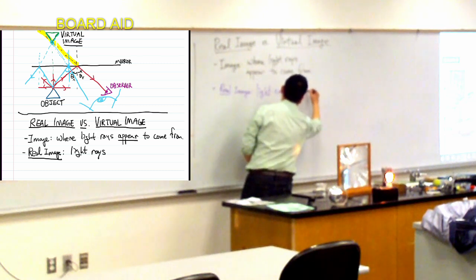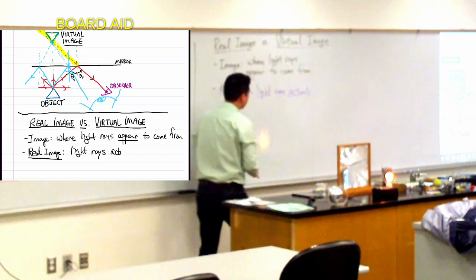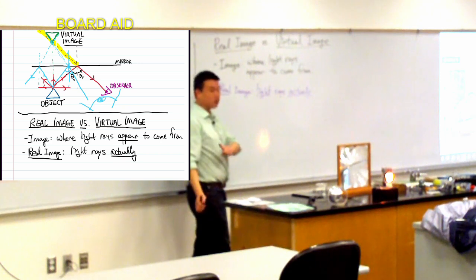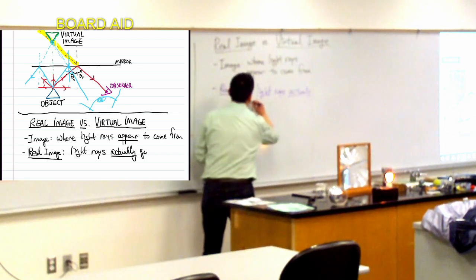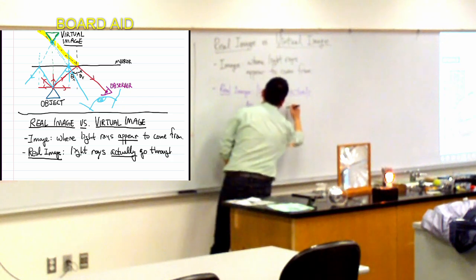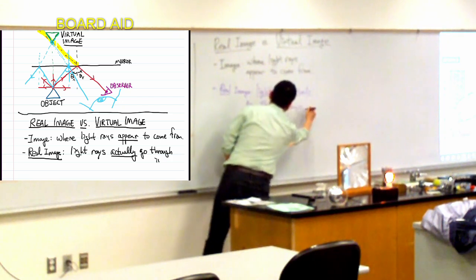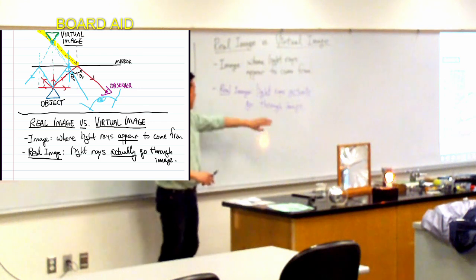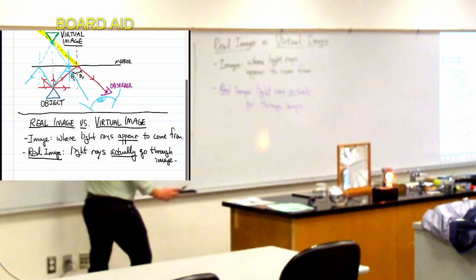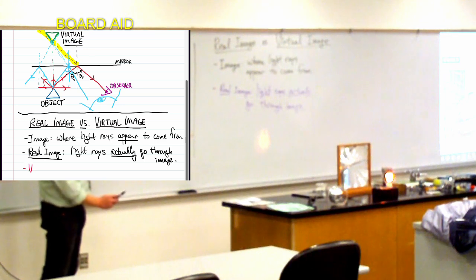So light rays actually come from doesn't sound quite right. I want to say go through. Light rays actually go through the image. So that's the distinction. Virtual would be the negation of this: light rays don't actually go through the image. Like here, the virtual image, no real light rays ever went through this point.